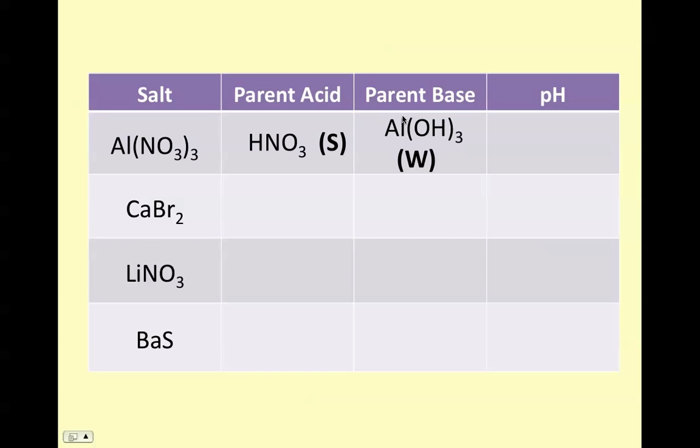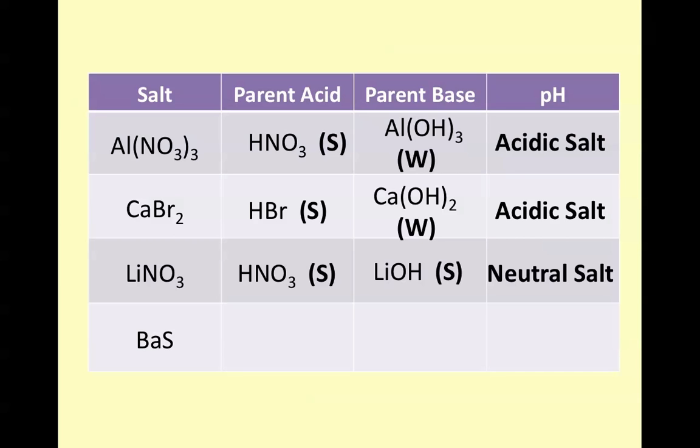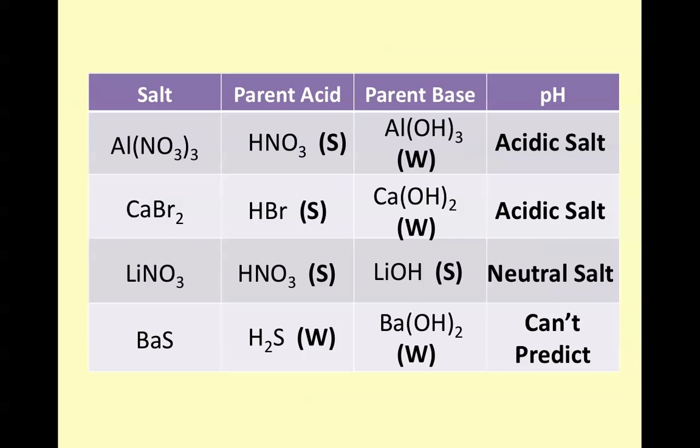So hopefully you figured out that for this next one, aluminum nitrate, it comes from HNO3 and Al(OH)3, so nitric acid and aluminum hydroxide. We have strong acid, weak base, so that means that our pH is going to represent an acidic salt. Moving ahead with calcium bromide, HBr, and calcium hydroxide, strong acid again, weak base, so we have again an acidic solution. And then with our nitric acid and lithium hydroxide, we have a strong acid and a strong base, so we're going to produce a neutral salt. And finally, in the last one, we have a weak acid and a weak base, so we're not able to predict.